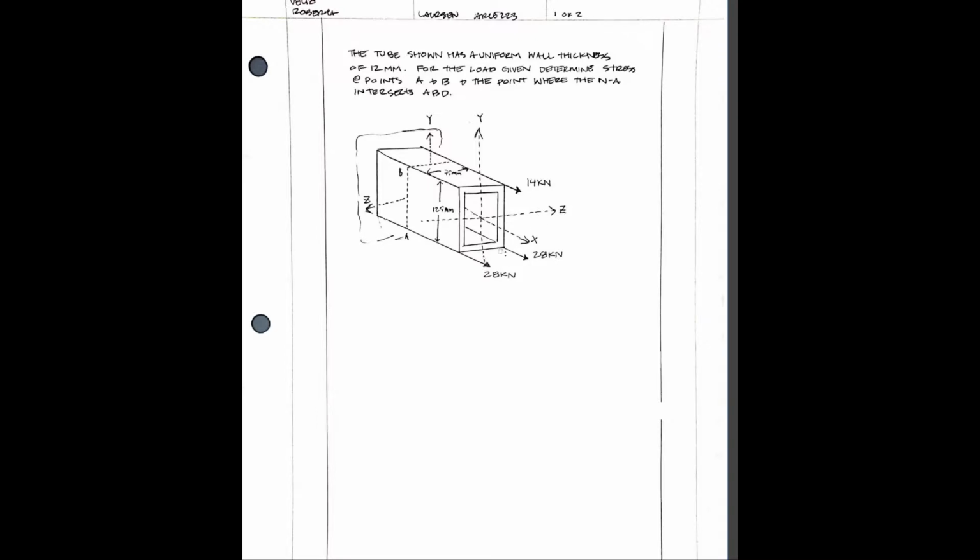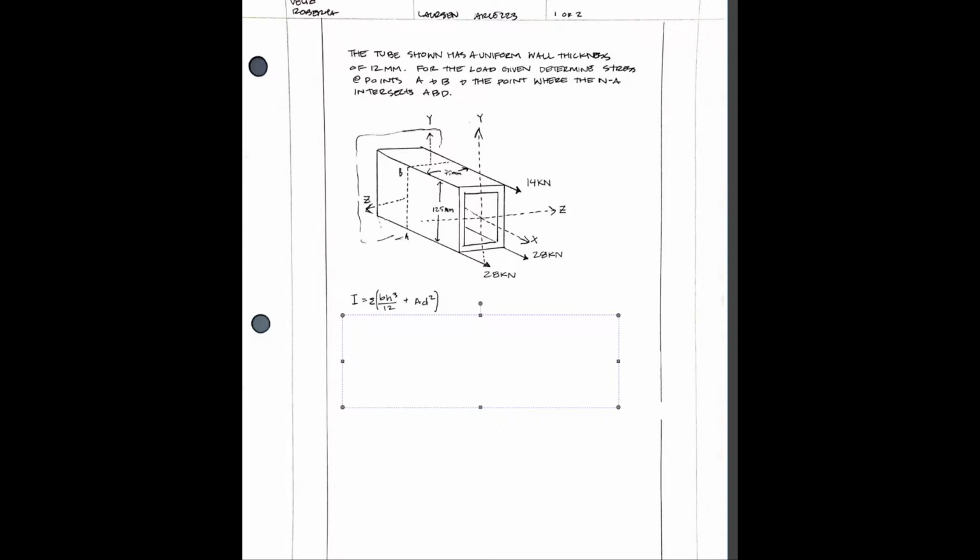It's also asking where the neutral axis intersects AB, so we're going to have to find that at some point too. But we do know that we are for sure going to need to find our moment of inertia for this cross section in both our axes, in our IY and our IZ. We do know our regular moment of inertia equation, which is that, and we're going to have to find our moment of inertia for IZ and IY.